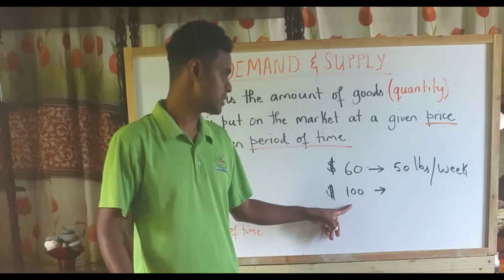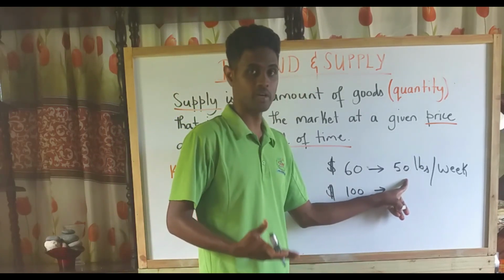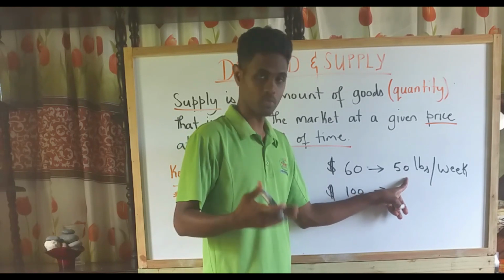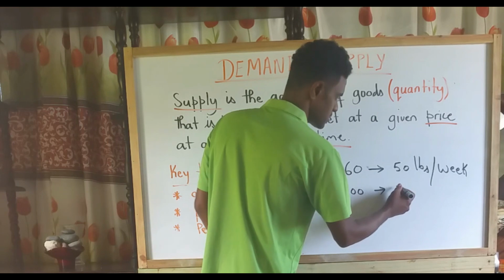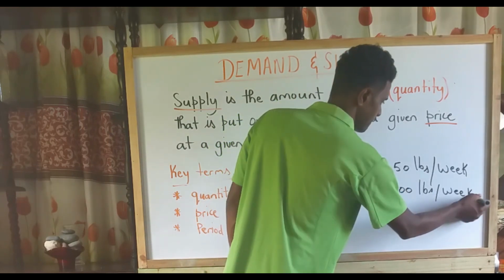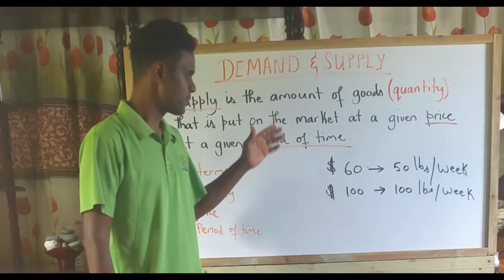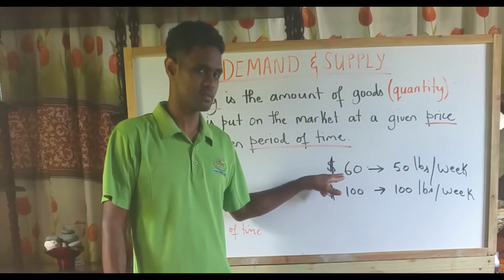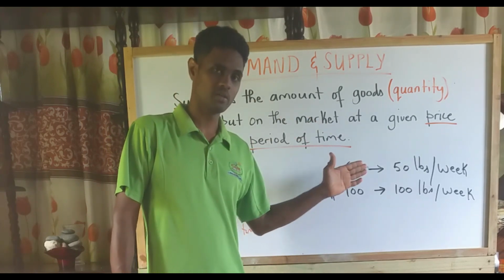So what they will be eager to do is to supply maybe double the amount. They will try their best to produce and supply more lettuce. Say for example, they may want to supply 100 pounds per week. Based on this example, you can see that when the selling price is low, the seller may just want to supply the regular amount of goods.